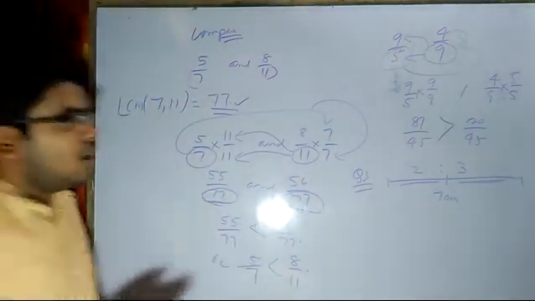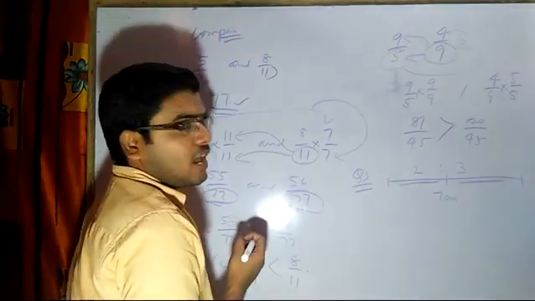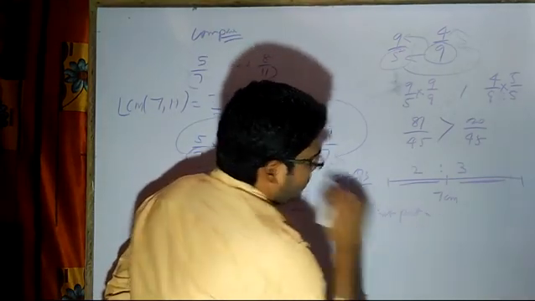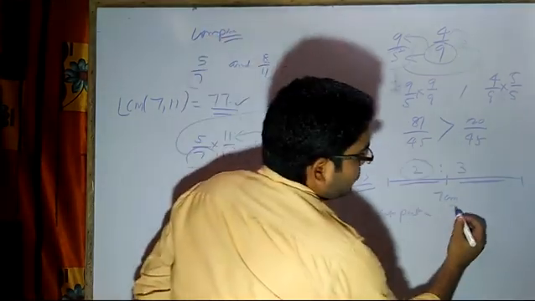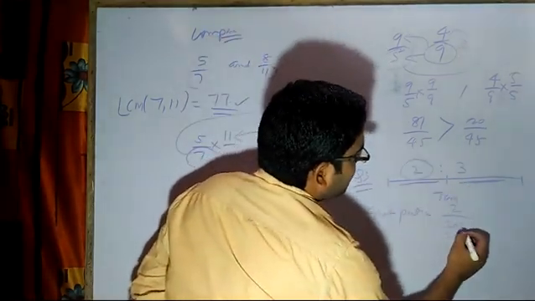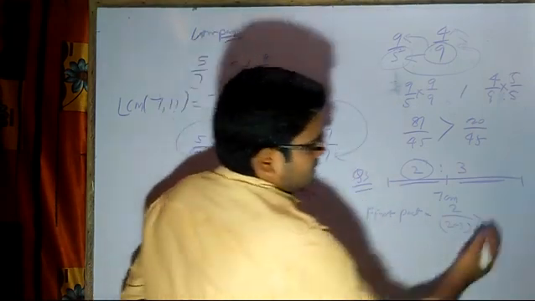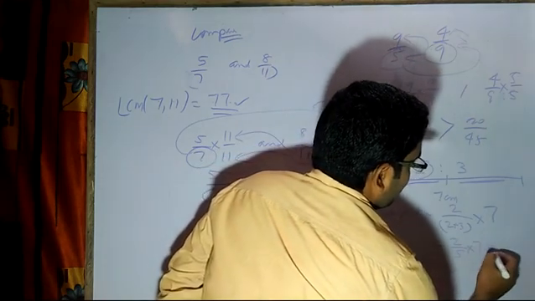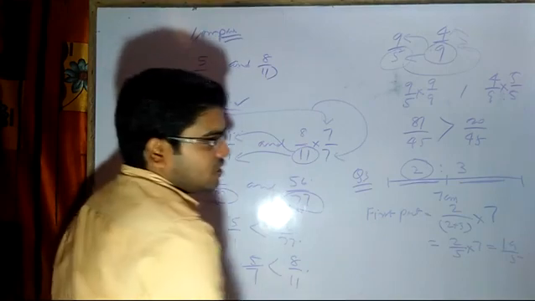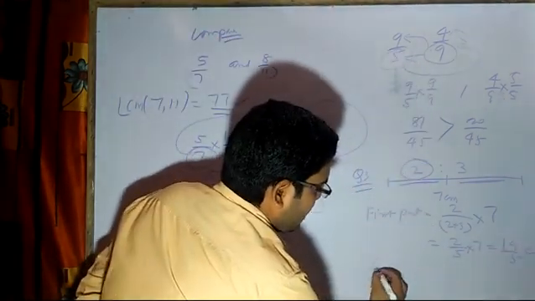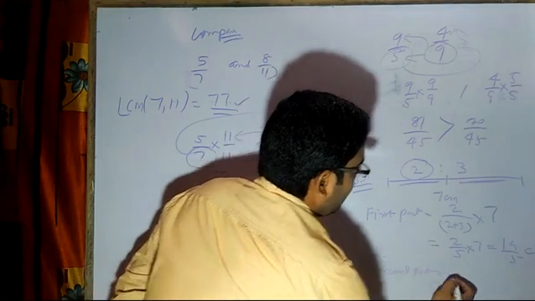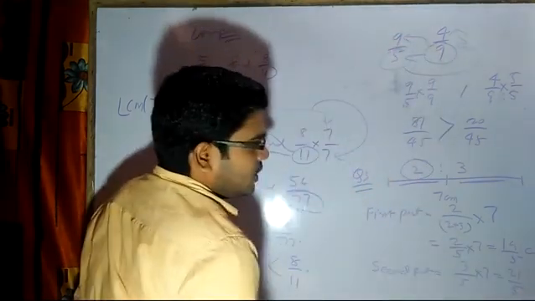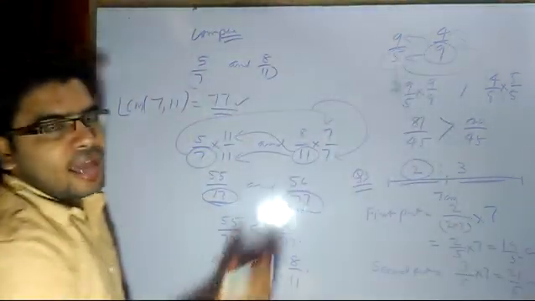To find the exact centimeter values, you have to write: first part is equal to, what is the ratio of first part? 2. What is the sum of the ratios? 2 plus 3, multiplied with 7, whatever quantity is given. So it will be 2 by 5 into 7, that means 14 by 5 centimeters. In the same way, second part will be equal to 3 upon 5 into 7, that means 21 by 5. So in this way you are going to calculate the measurements.